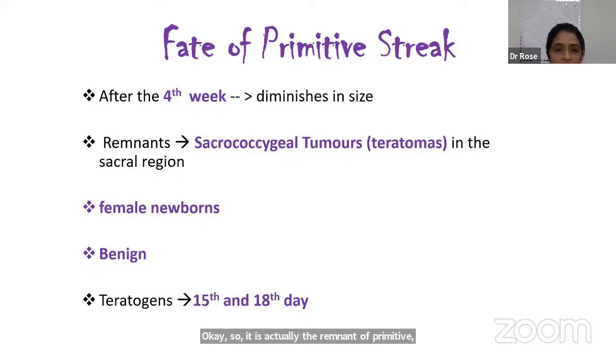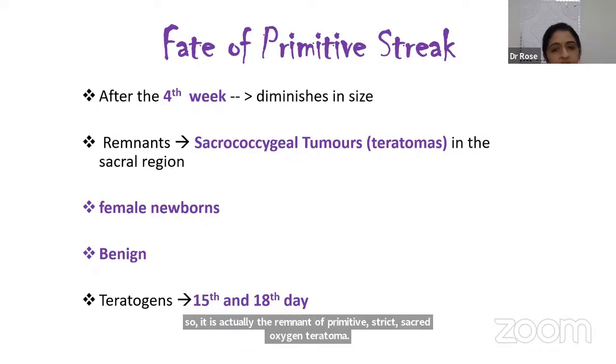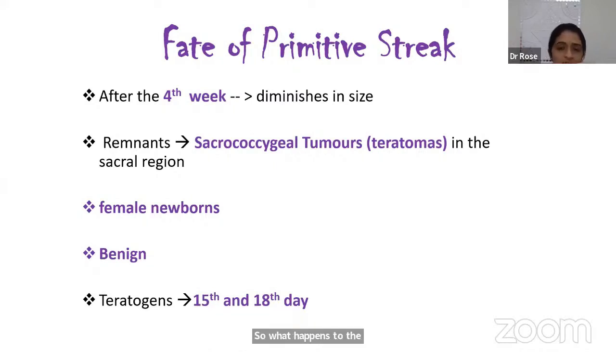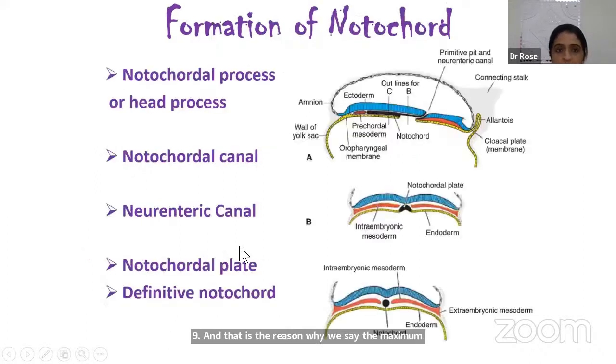So what happens to the primitive streak? After the 4th week, it diminishes in size because there is no longer a need for the primitive streak. The remnant is seen as sacrococcygeal teratoma in the sacral region. It is more common in female newborns and it is benign. And that is the reason why we say the maximum teratogenic insult happens between the 15th and 18th day.